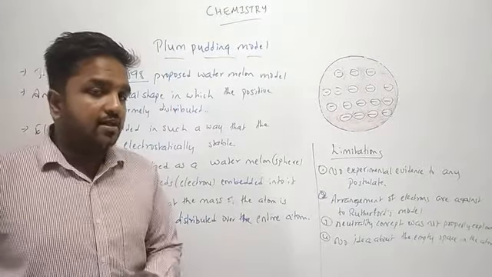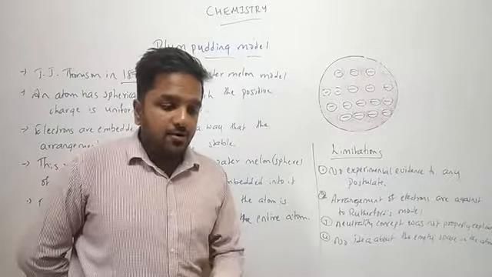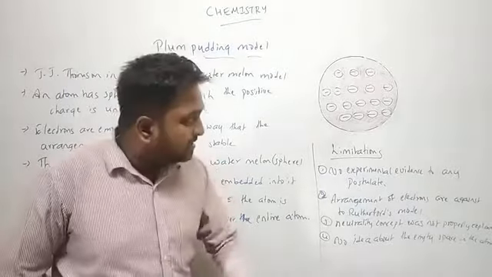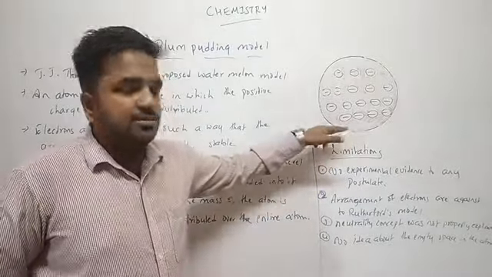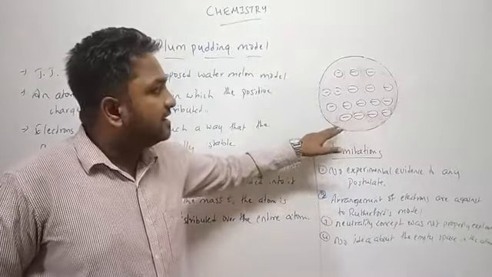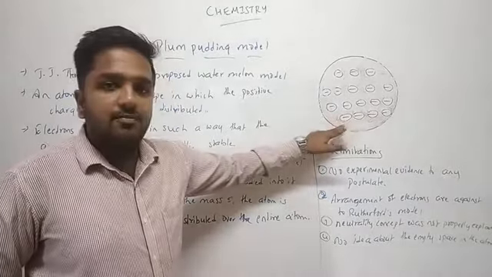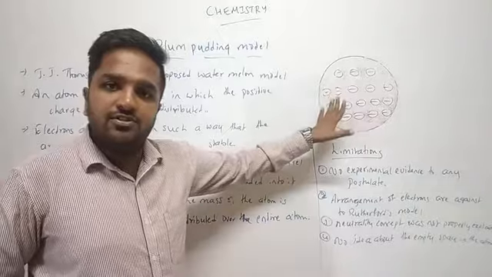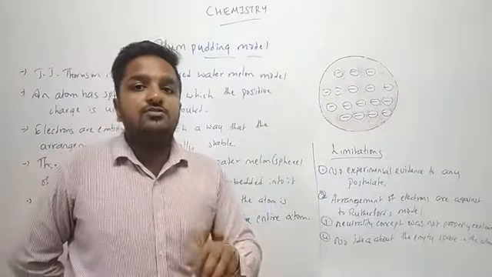We have said that an atom is a neutral thing. That means the positive charge should equal the negative charge. But in this case, the neutrality concept was not properly explained. It just said that we have negative charges here and positive charges which are entirely uniformly distributed, and thus we get the electrostatic stability.